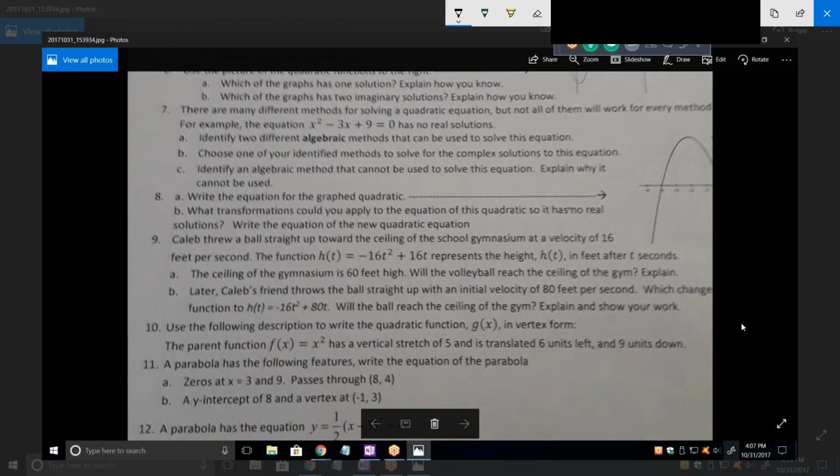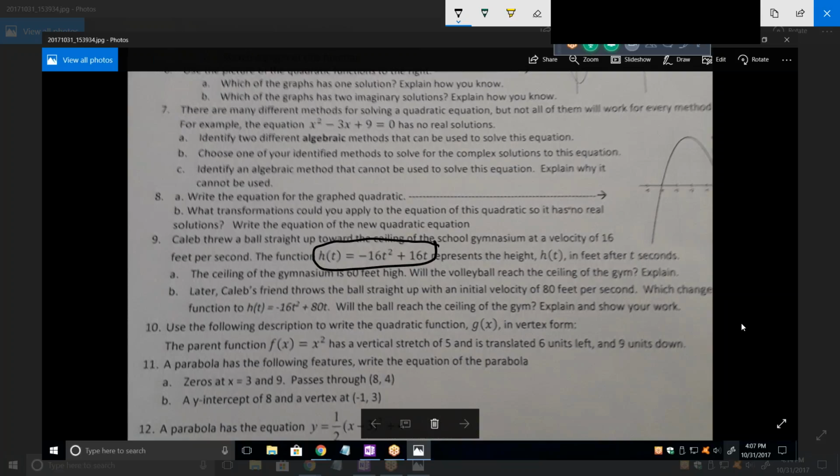Now, they're telling you in this experiment that Caleb threw a ball straight up towards the ceiling at a velocity of 16, and this function represents the height at any point in time, where t is in seconds. You with me? Yes. What's the height at 0 seconds? Plug in 0 for t. What do you get? 0. Does that make sense? That the height of the ball is 0 at 0 seconds? Yes. That's perfect. That confirms our model.